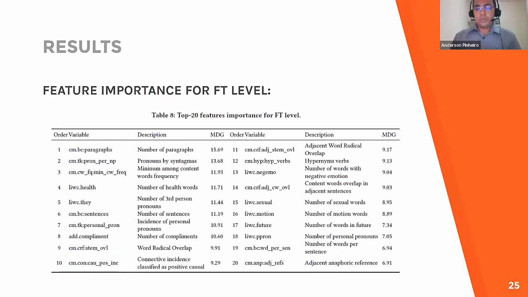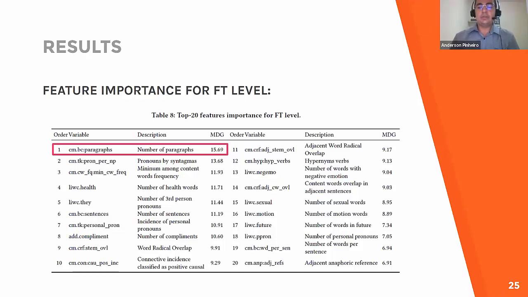Then we also analyze the feature importance for the levels. This table shows the top 20 feature importance for the FT level, and the most important feature was the number of paragraphs, since the purpose of the FT level is to provide the students with corrective information. This feature is directly related to the amount of corrective information provided to students.